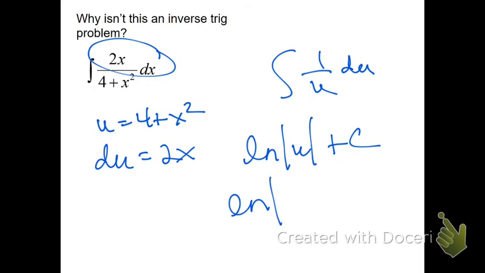So I'm not going to mess with you today. Today, you're going to do all inverse trig, but you should each time think about why it's not regular u sub. One more with a definite integral.